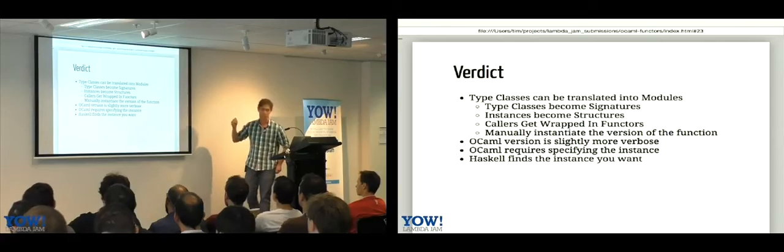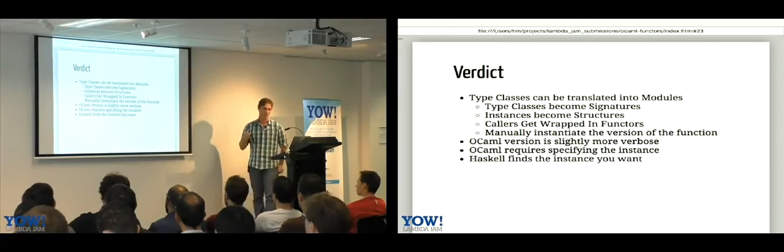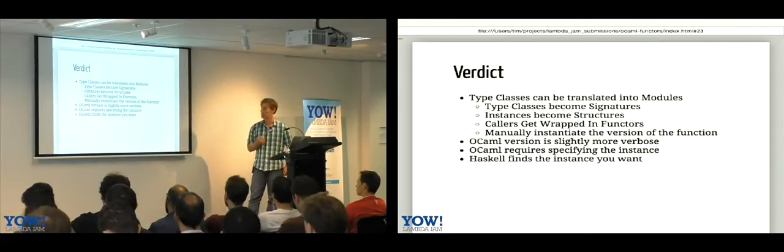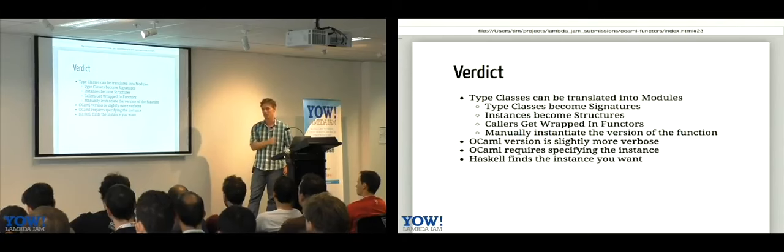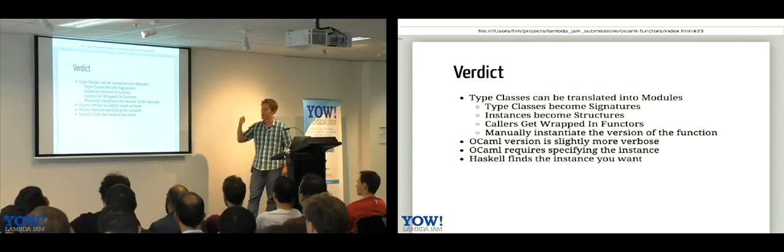So the verdict from this: type classes can be translated into modules. There are fairly simple steps that you can go through to do that, which is really nice if you're reading papers, and a lot of papers are written in Haskell. You can compile them in your head, or translate them in your head, to OCaml and get the equivalent thing.